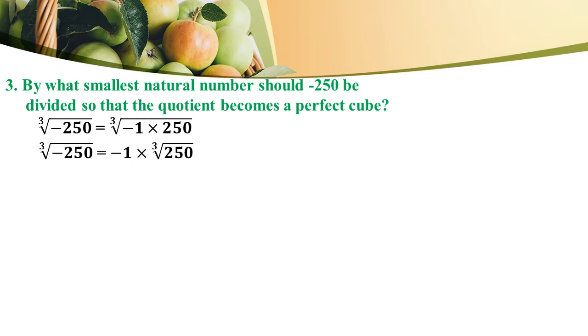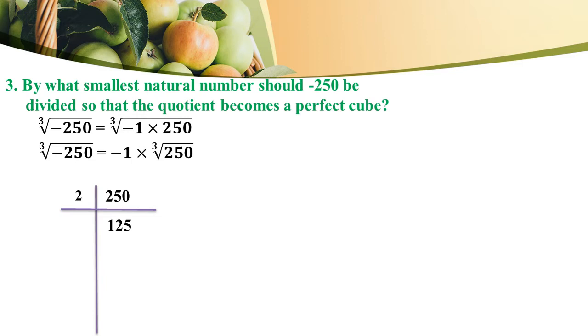Then, find the prime factors of 250. The first prime number is 2. 250 is ending with 0, so we can divide by 2. Answer is 125. 125 is not divisible by 2, so we should take the next prime number. Next prime number is 3. 125 is not divisible by 3.